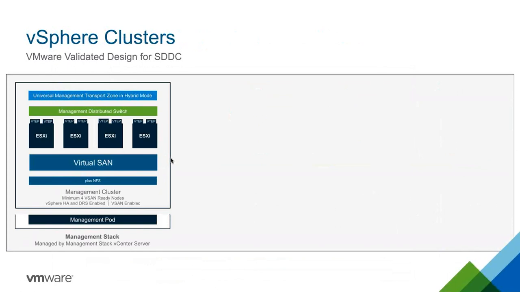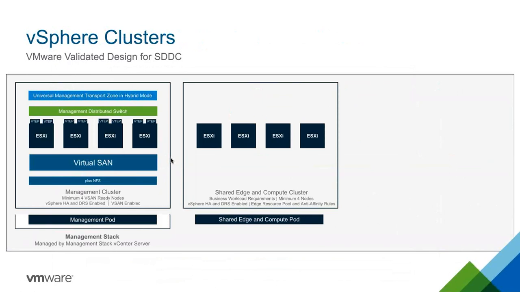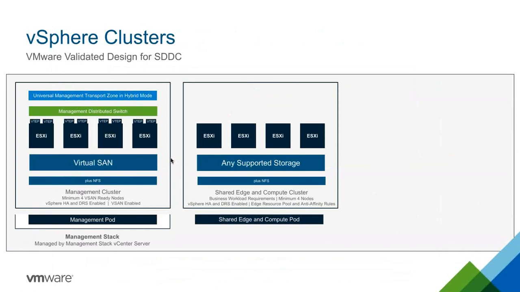which is why the load-based teaming is set up. And there will be a universal management transport zone deployed in hybrid mode. So we're not using unicast, we're not using multicast, we're using hybrid mode for the control plane operations. The initial shared edge and compute pod can be any 4 hosts using any supported storage that we mentioned earlier.